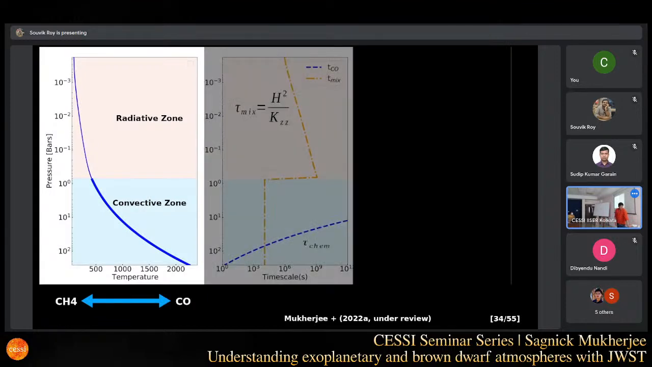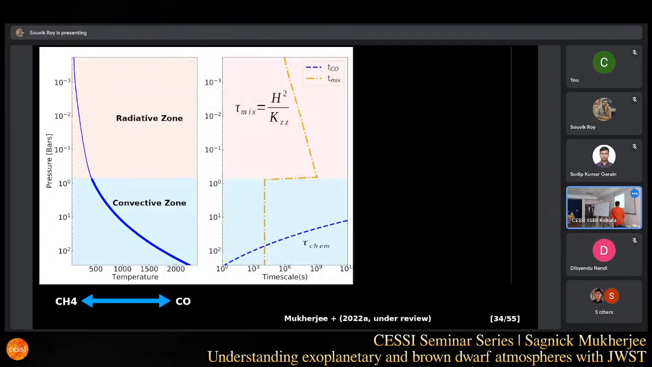Okay, let's take an example of that. So this is the pressure temperature profile of a brown dwarf. The deeper atmosphere here is mainly convective. That means the primary energy transport is happening through motions and convective waves, whereas the upper atmosphere is radiative, which means the radiation is carrying the energy.